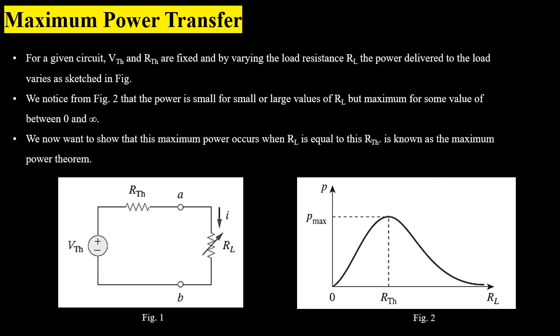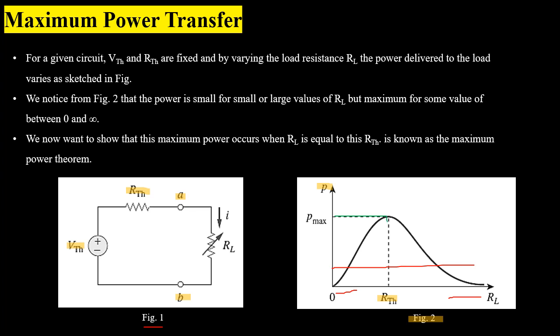Now for the given circuit in figure 1, the fixed part consists of a Thevenin voltage source VTh and Thevenin resistance RTh, and the variable resistor is connected to the terminals A to B. Figure 2 represents the graph of power delivered to the load. If you analyze the graph, you will see that for small values of load or higher values of load, the power delivered will be smaller. But if you keep the load resistance equal to the Thevenin resistance, maximum power is delivered to the load.